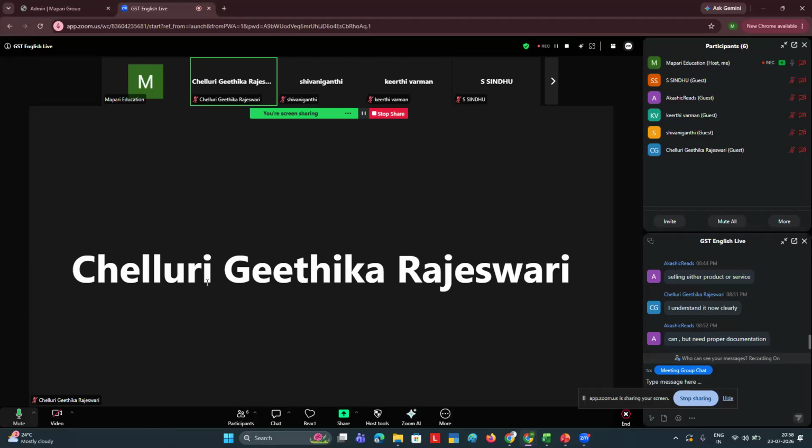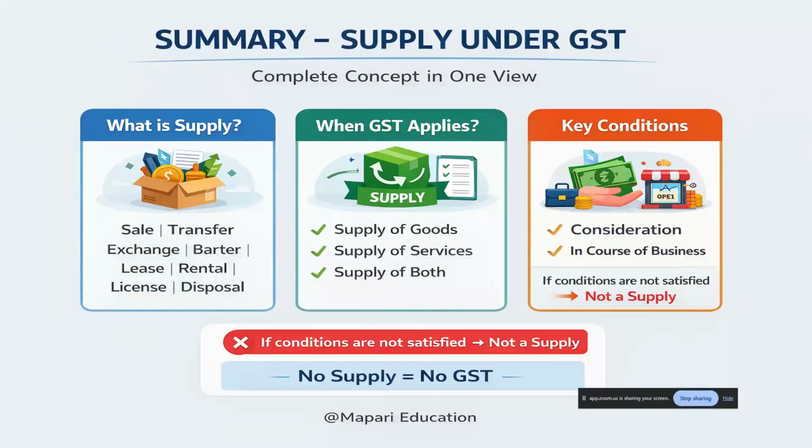So supply has three conditions. You can repeat in the chat box or you can unmute. The first condition is there must be any activity that we discussed. Second, that must have two conditions satisfied. First, there must be some consideration, and second, that should be a business asset or business goods. Then the question arises, GST will be applicable. Got it? Now, is there any confusion in this?